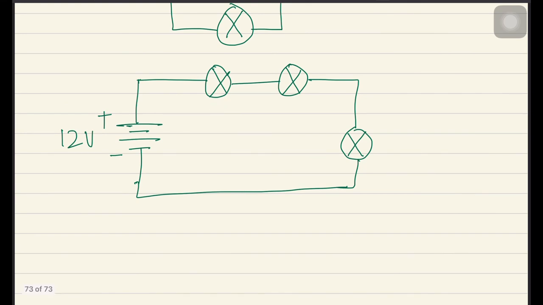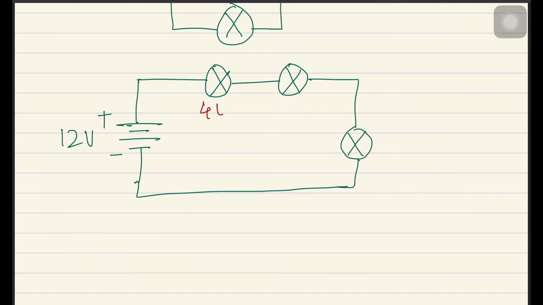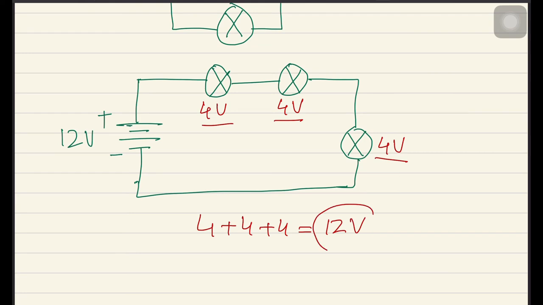Okay? So, 4 volts will be given to bulb number one, 4 volts will be given to bulb number two, and 4 volts will be given to bulb number three. So when you add all of these voltages, they sum up to 12 volts. Okay? So that's how you'll see the voltage or the potential difference in parallel and the series combination.